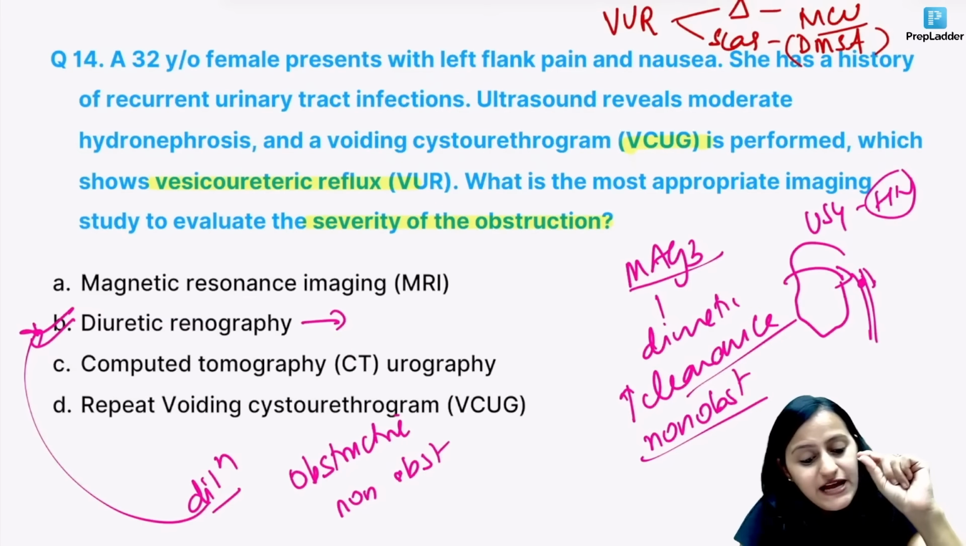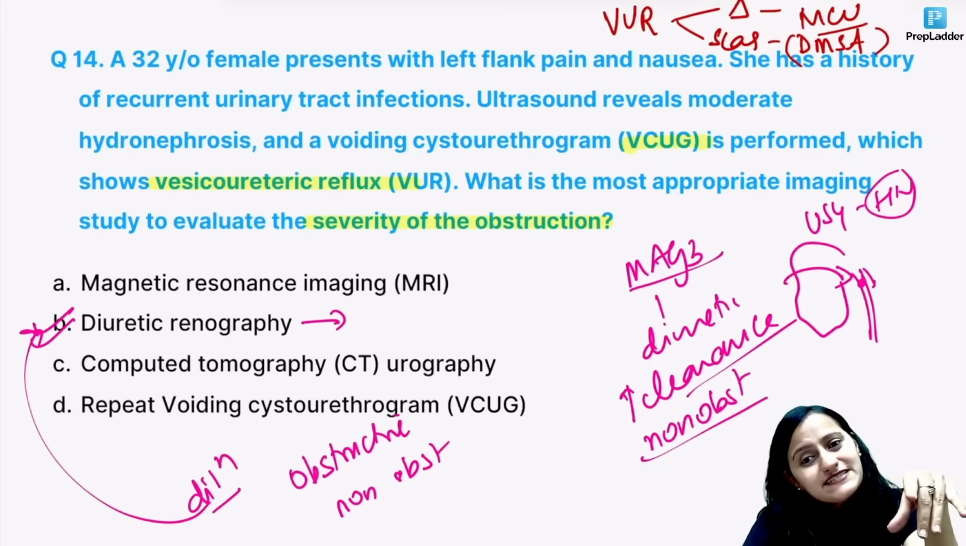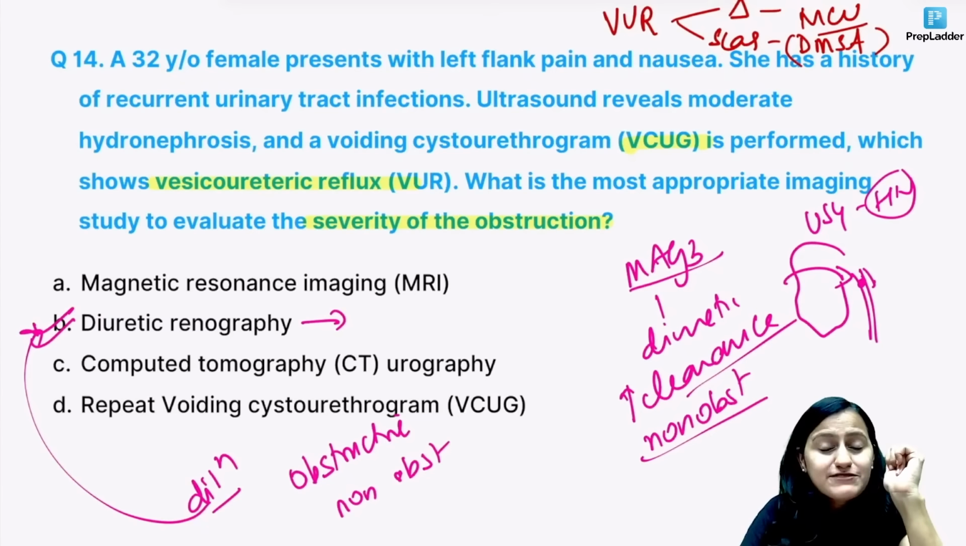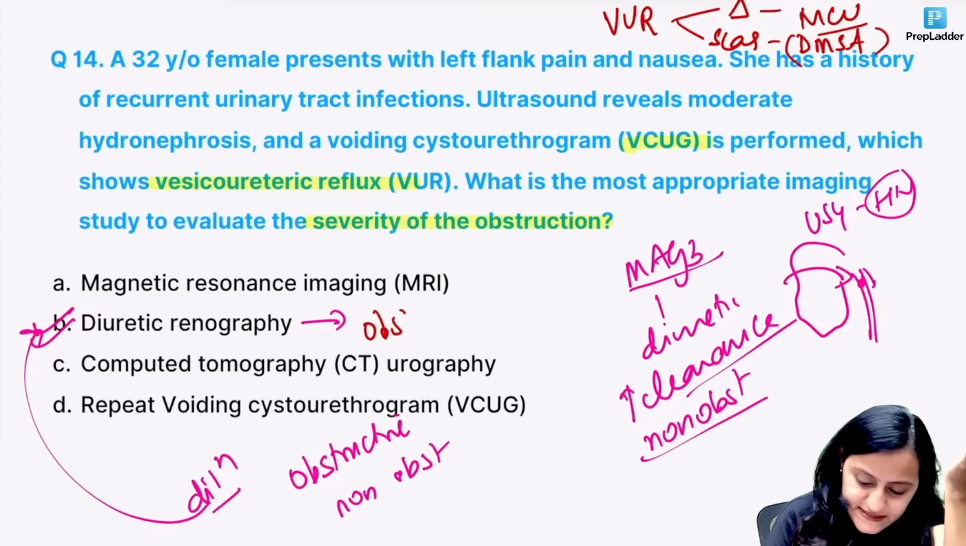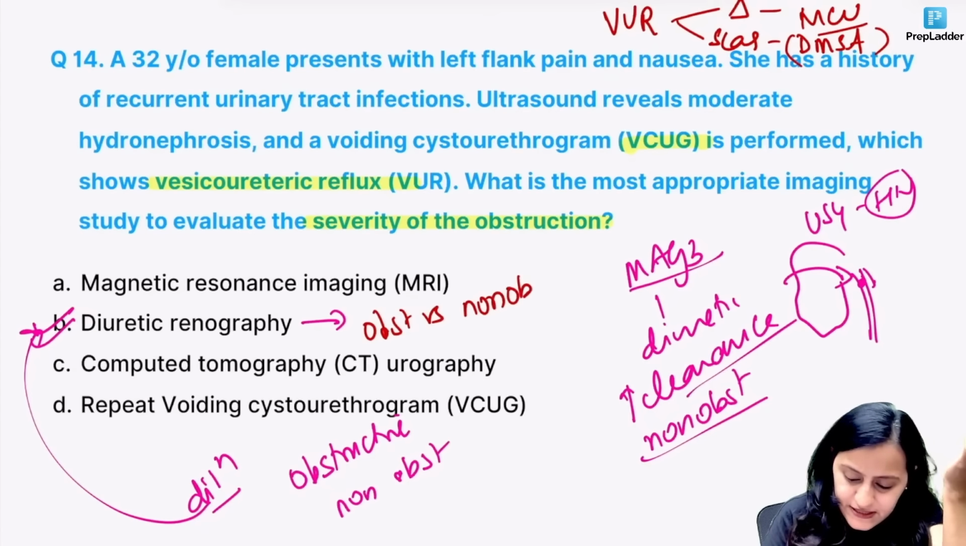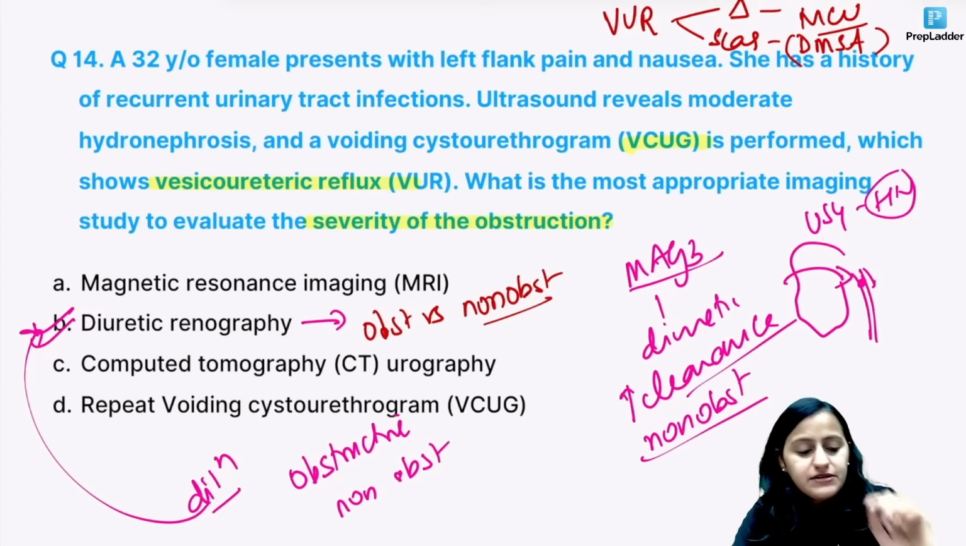Okay. So for diagnosing the reflux, it is going to be MCU. For scarring, it is going to be DMSA. For obstructive versus non-obstructive dilatation, it is going to be diuretic renography.